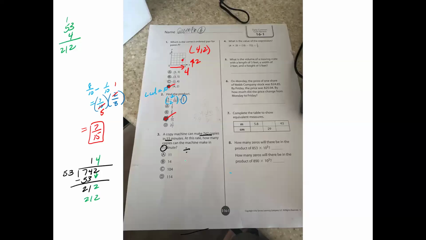So at this rate, it's going to make 14 pages per what? So what's your answer? So it's A, B, C, or D. Good. Okay, next question. What is the value of the expression? Okay, so this is kind of a hard one.